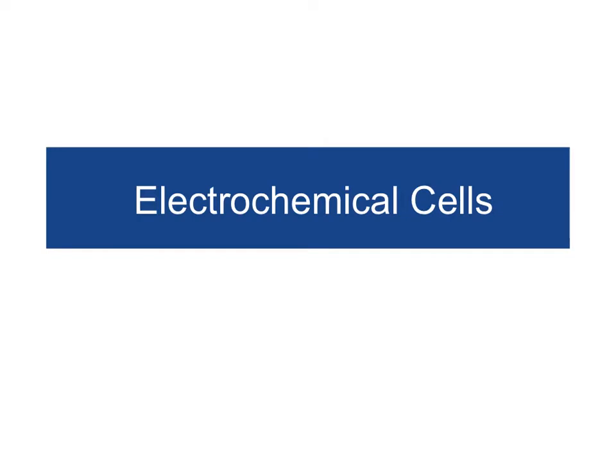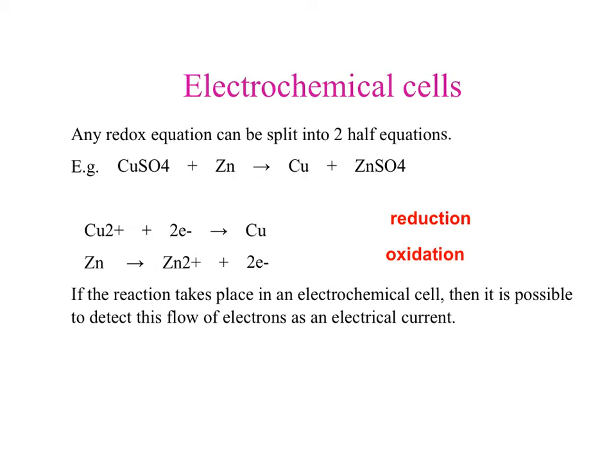Now, if we consider for a moment what we actually mean by these electrochemical cells. Let's take a redox reaction, and let's take the one on the screen where we would be reacting zinc with copper sulfate to form copper metal atoms and zinc sulfate. Now, we know that we can take that redox equation and separate it into its two half equations. We have the half equation where the copper ion is gaining electrons to become a copper atom, and that's the half equation for reduction.